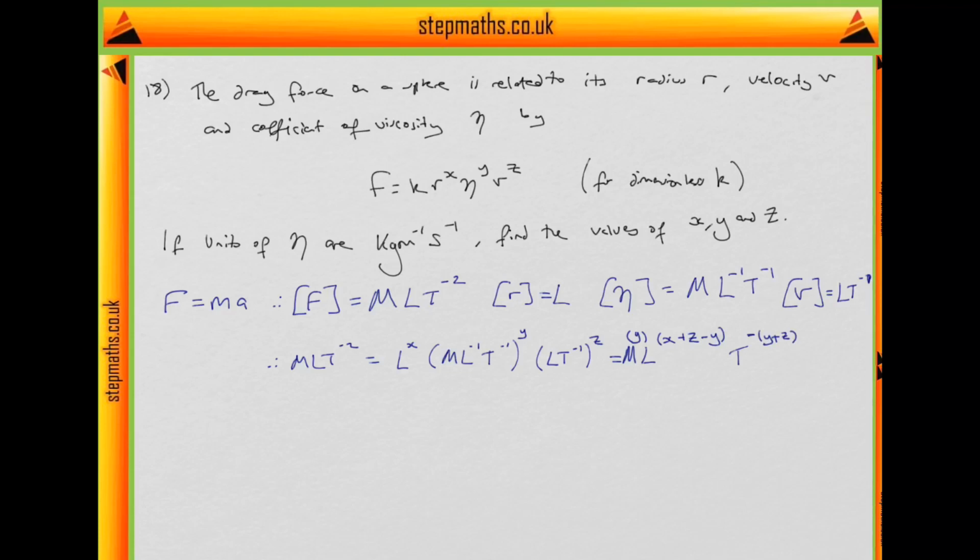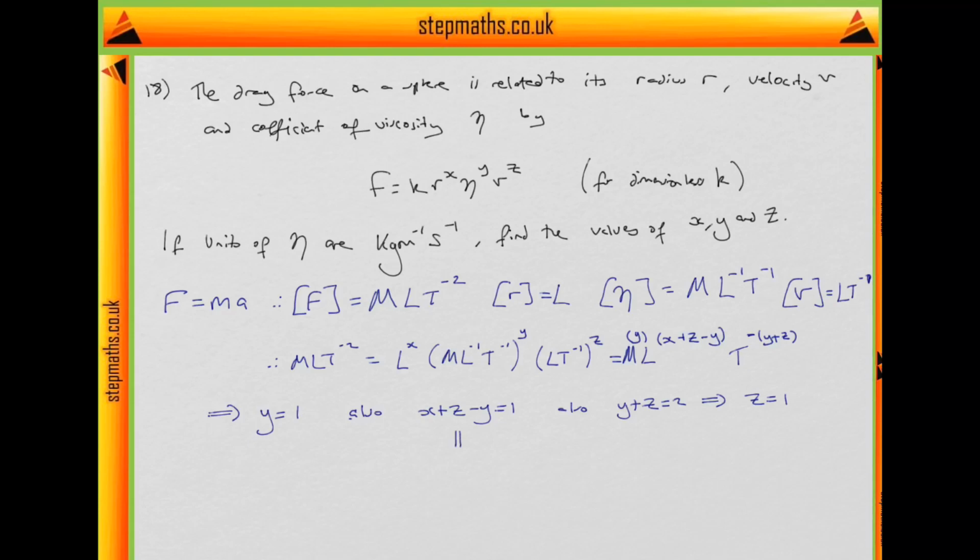And now we can equate across. We know dimensions must be consistent. So we know this must be the same as the power of M here, this the same as the power of L here, and this the same as the power of T here. So this implies, looking at the powers of M, we see clearly y is 1. And also from the powers of L, x plus z minus y equals 1. Also from the powers of T, minus y minus z equals minus 2, or y plus z is equal to 2. Well, this equation implies, because y we know is 1, that z is equal to 1.